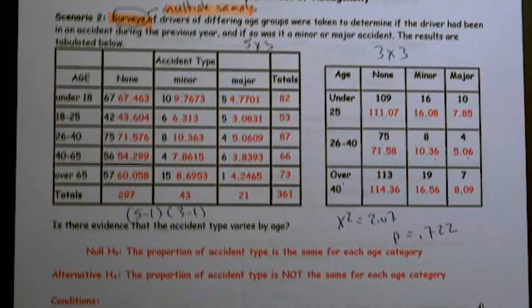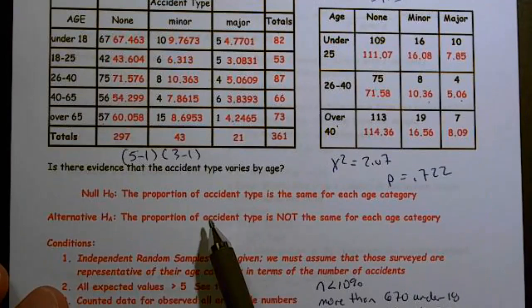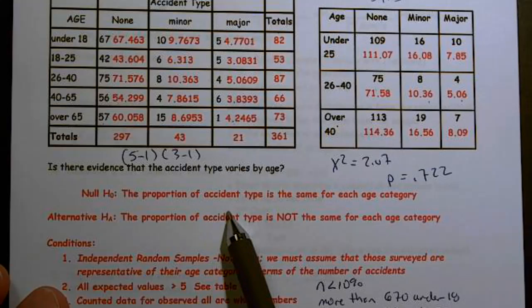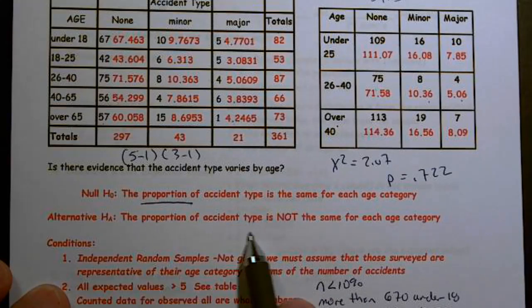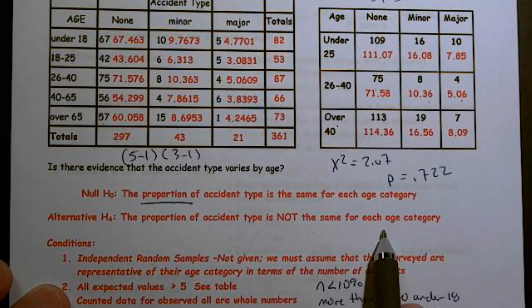So let's run this test. Null: the proportion of accident types is the same for each category. By the way, we want to make sure we're using the word proportion. Alternative: the proportion of accident type is not the same for each category, all right?